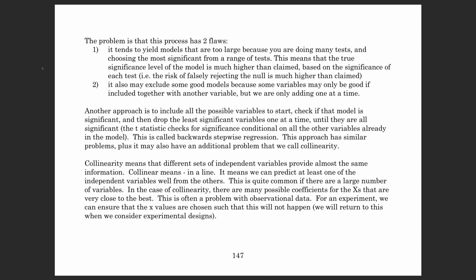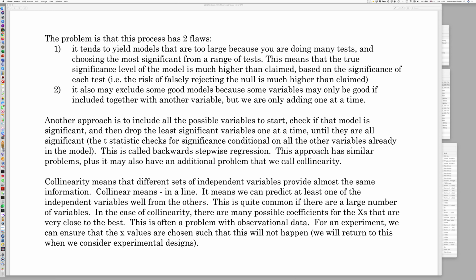Unfortunately, this method also has those same two problems. And it turns out we may have an additional problem that we call collinearity. So what is collinearity? Collinearity literally means in a line. It means that different sets of independent variables provide almost the same information.